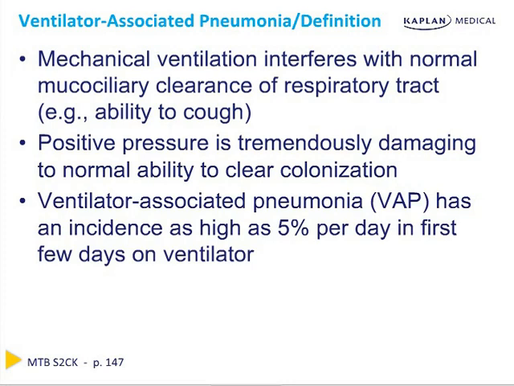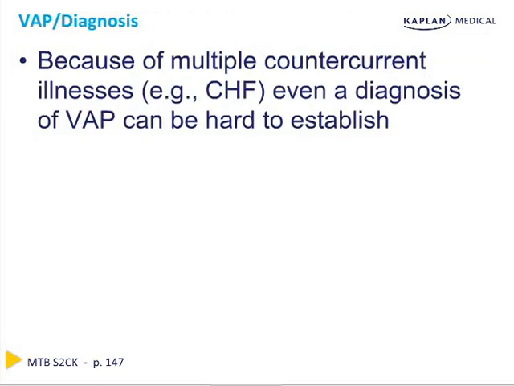Ventilator-associated pneumonia has an incidence as high as 5% per day in the first few days on a ventilator, and it's therefore very important to maintain high vigilance for infection in these patients. Notably, it can be quite difficult to make a diagnosis of a ventilator-associated pneumonia. These patients are often very, very ill and have multiple concurrent illnesses such as CHF.